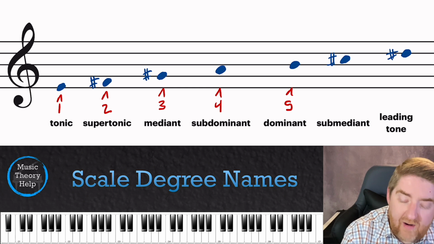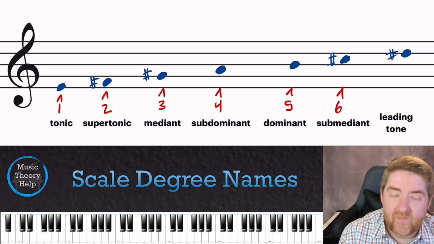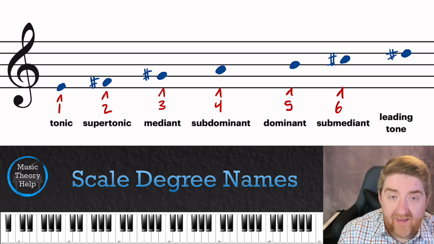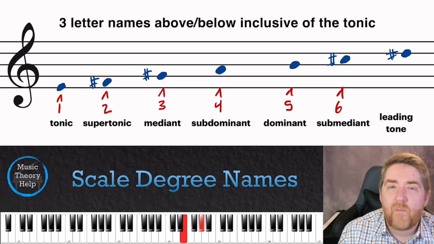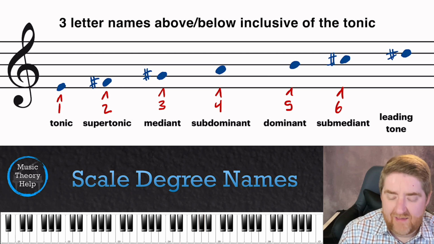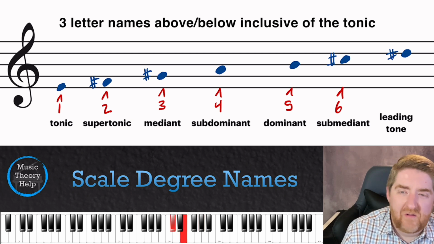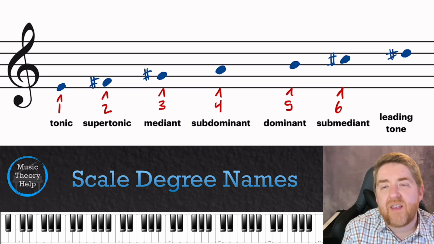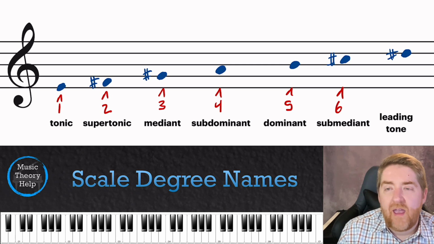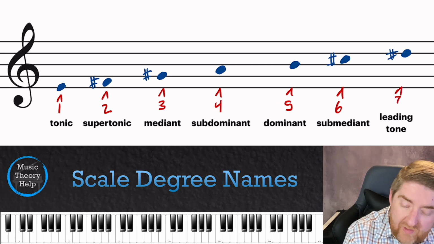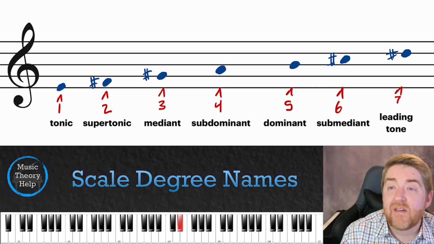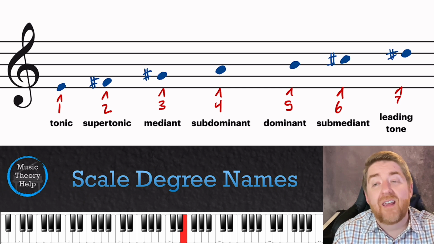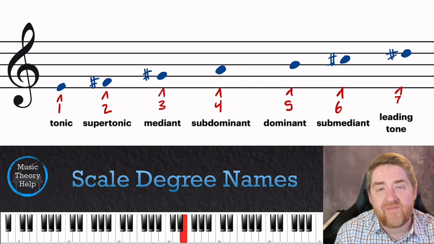Submediant is probably the hardest to explain where the name comes from. Scale degree 6 or La. If you think of the mediant as being 3 letter names above the tonic, the submediant is 3 letter names below the tonic. That's the best explanation I can give. The submediant, scale degree 6 or La. And then we have scale degree 7, which is the leading tone, Ti. The leading tone very much wants to resolve up to the tonic. It's a half step below the tonic.